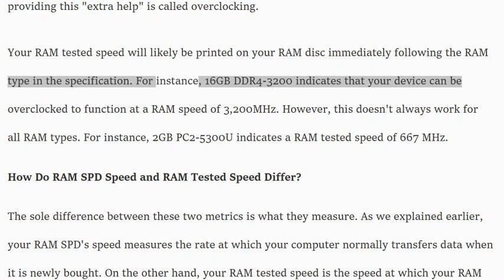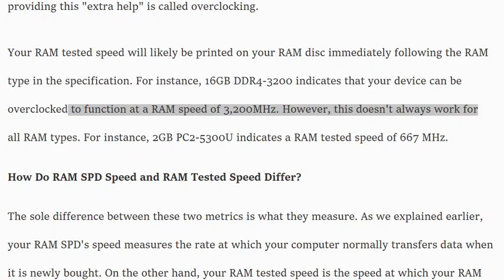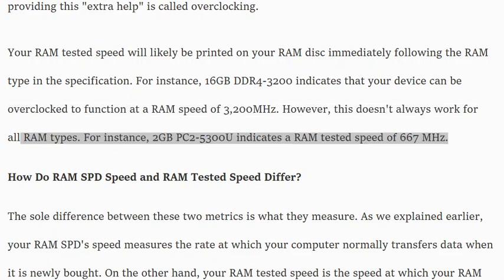For instance, 16 GB DDR4-3200 indicates that your device can be overclocked to function at a RAM speed of 3200 MHz. However, this doesn't always work for all RAM types. For instance, 2 GB PC-5300U indicates a RAM-tested speed of 667 MHz.